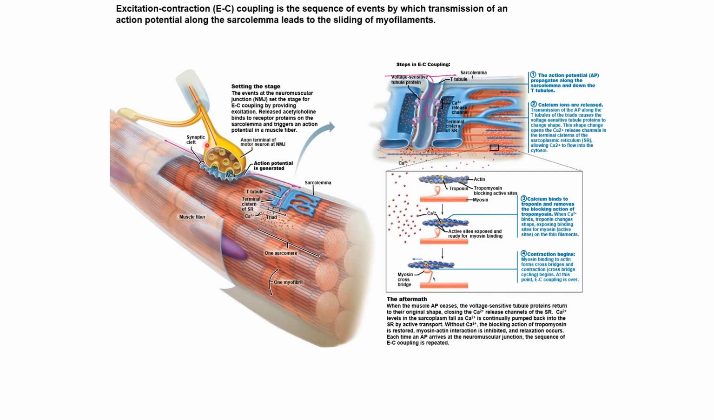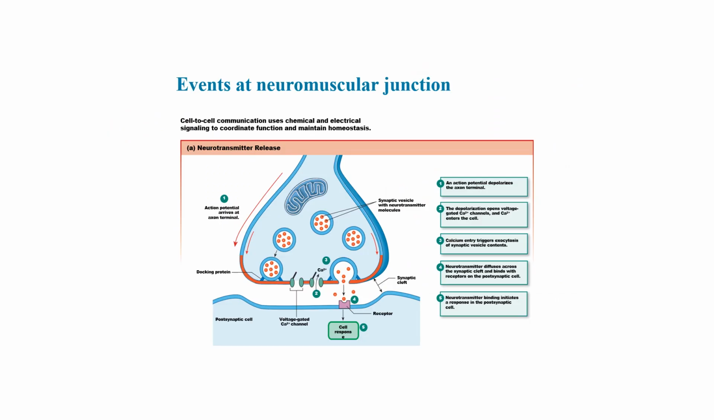So let's zoom in on the events that will happen right here. Now we are going to explain what happens at the neuromuscular junction. This is a zoomed-in image of the axon terminal, and this is your muscle fiber or muscle cell. On top of the muscle fiber, we have the layer known as the sarcolemma, which is kind of like the plasma membrane of a cell. So the sarcolemma is right here.